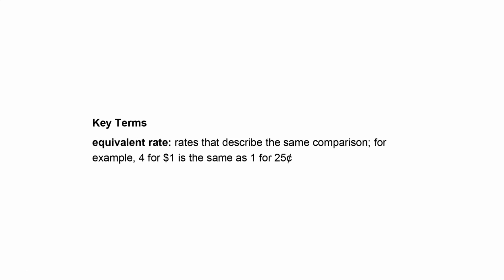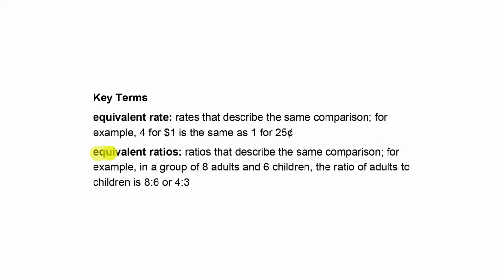Key terms. Equivalent rates are rates that describe the same comparison. For example, 4 for $1 is the same as 1 for 25 cents, or 1 for a quarter of a dollar. Equivalent ratios are ratios that describe the same comparison. For example, in a group of 8 adults and 6 children, the ratio of adults to children is 8 to 6, or you can reduce it down to 4 to 3.